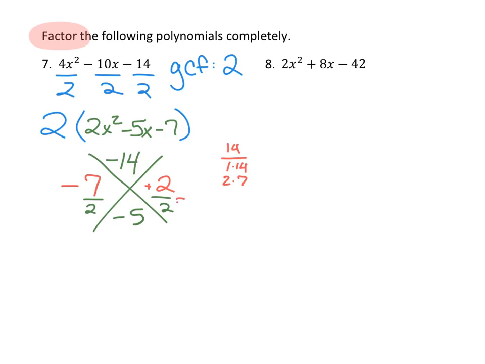Which does become 1, thank you. And then this side doesn't reduce, so I'm going to leave it as a fraction. And then you're going to factor. I'm just going to write it as linear factors. X and a 7 over 2. X and a positive 1.